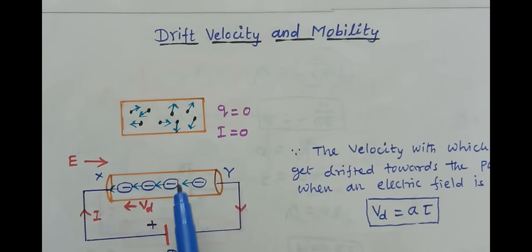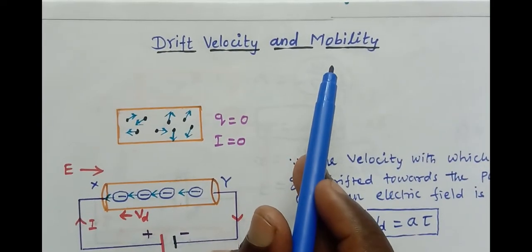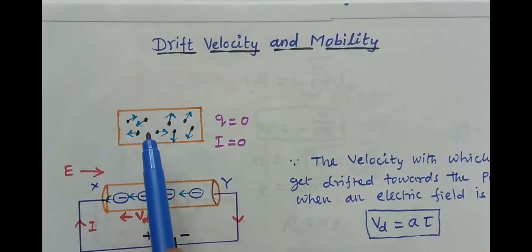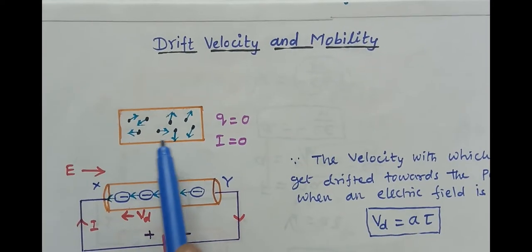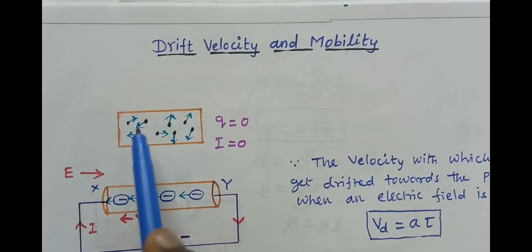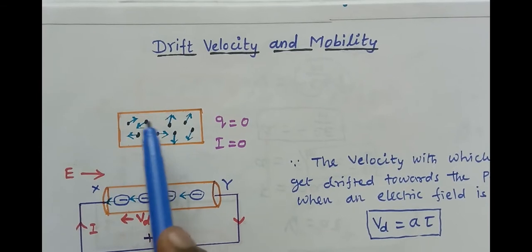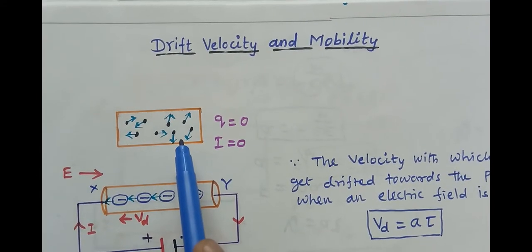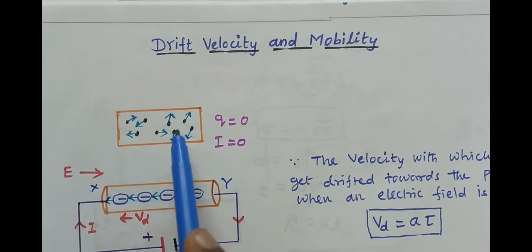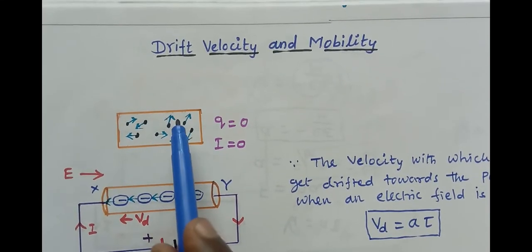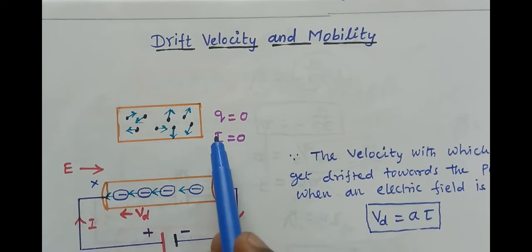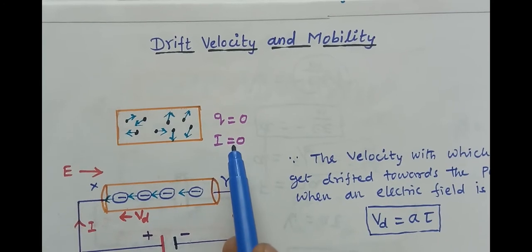Next topic, drift velocity and mobility. Let us consider an uncharged metallic conductor. The free electrons in the conductor move randomly in all possible directions. So students, they do not produce electric current because the flow of charge in the direction of one electron is opposite to another. So net charge is 0 and hence there is zero current.